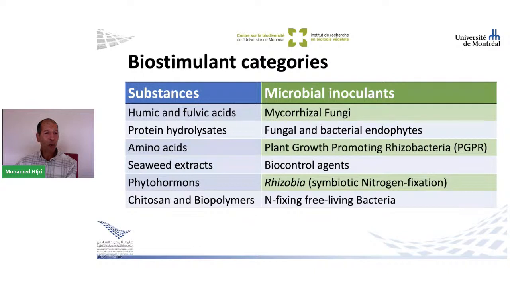This is already an example of a biostimulant category. If we decompose them into substances and microbial inoculants, the substances are not a restricted list, but we can find some popular ones: humic and fulvic acid, protein hydrolysates, typically amino acids, seaweed extract, which I will be talking about as a way to manipulate crop microbiota, but also phytohormones, chitosan, biofilms, and so on. In terms of microbial inoculants, there are mycorrhizal fungi, fungal endophytes, plant growth promoting rhizobacteria, rhizobia, and so on.